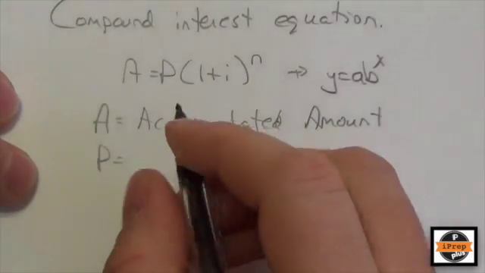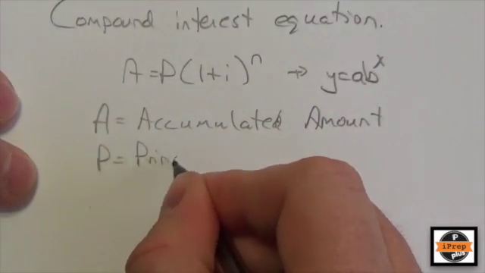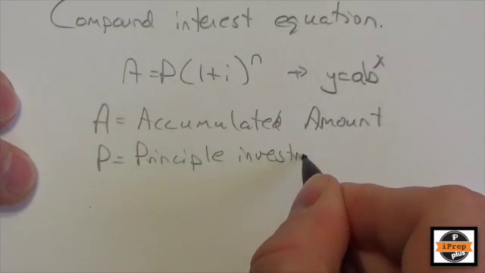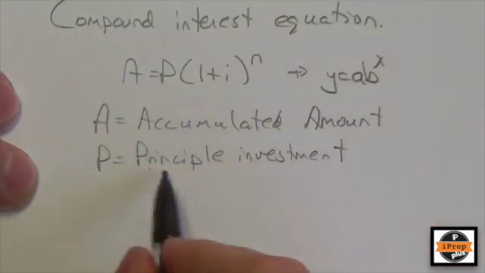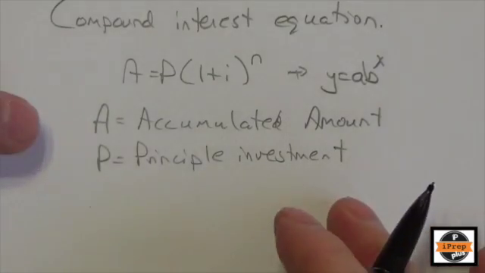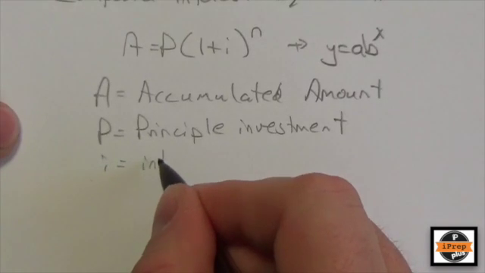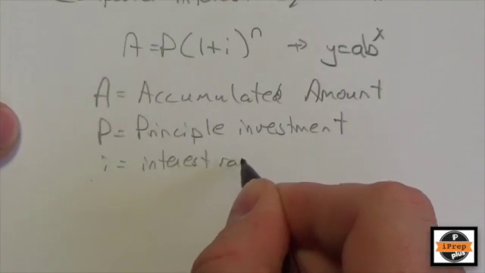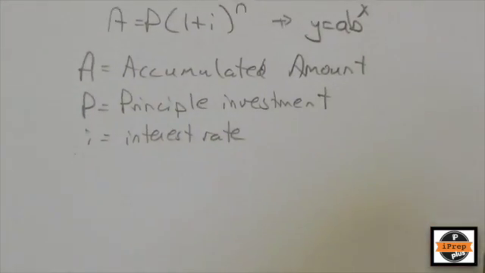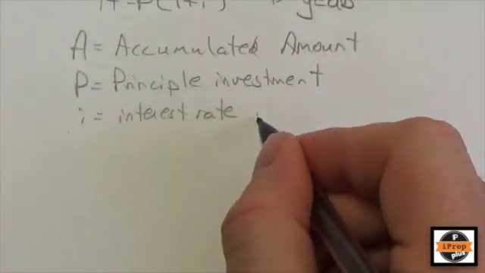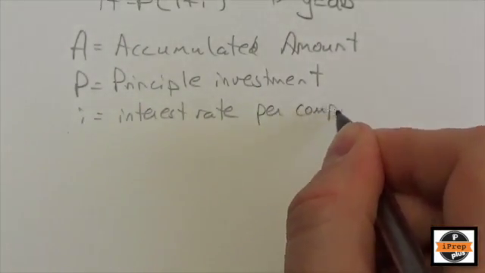P is our principal, which is our principal investment. This is the amount of money that you put in there to begin with, or the initial population, if you will. i is going to be your interest rate, but this is an important one. It's not just an annual interest rate. You got to be careful on this. This is the interest rate per compounding period.